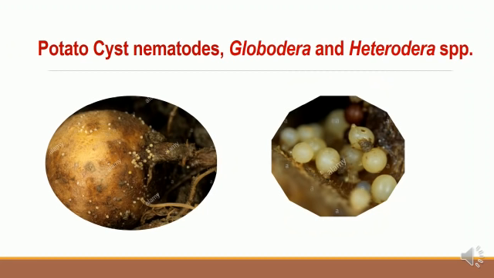Next is potato cyst nematode, Globodera species and Heterodera species. Globodera rostochiensis and Globodera pallida are considered to be the major nematodes associated with potato crops cultivated in Nilgiris districts of Tamil Nadu. Severe infestation of this nematode results in the total failure of the crop. In the picture, you can see the nematode female presence on the tubers of the potato crop.